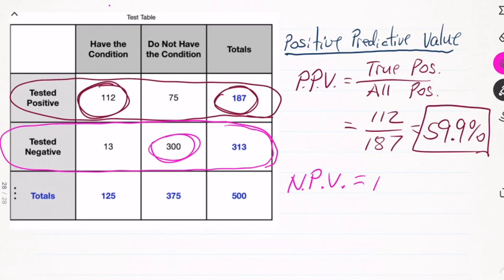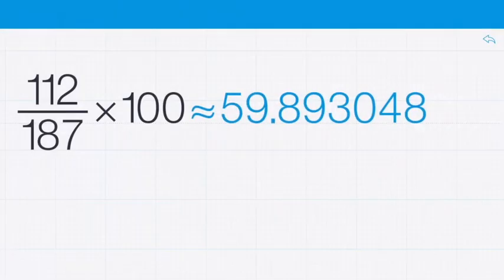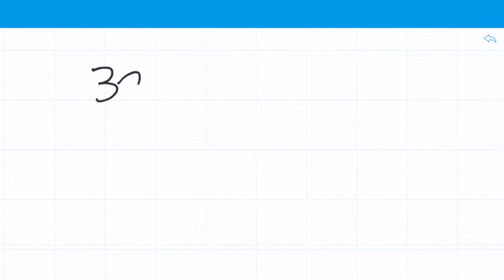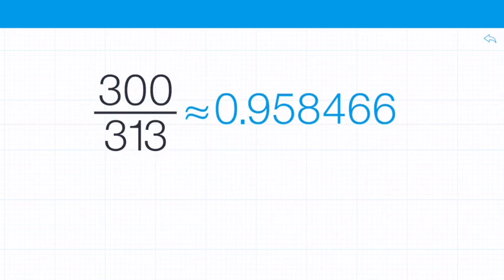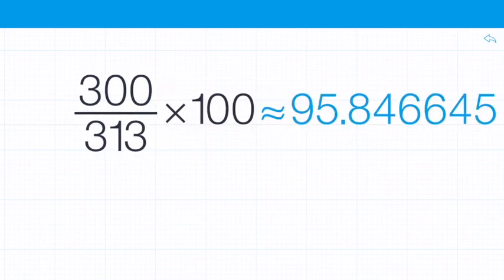So this is true negatives divided by all negatives. So in this case, it's going to be the true negatives is 300 divided by all the negatives, which is 313. So 300 divided by 313. And multiply that by 100. And we see this test is really good.